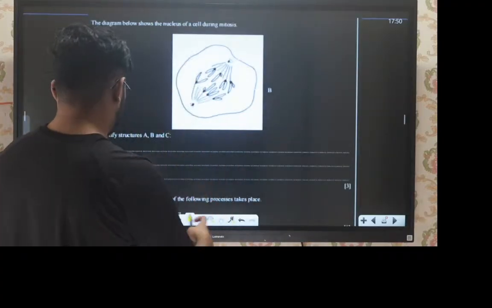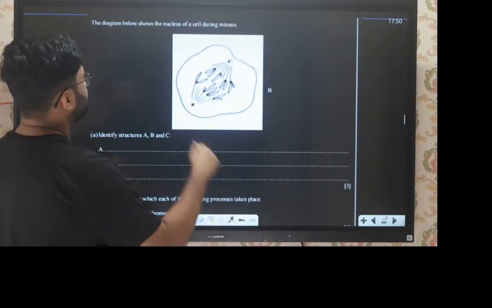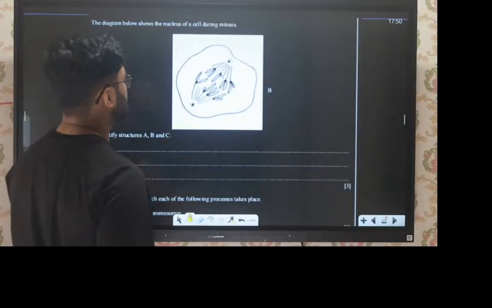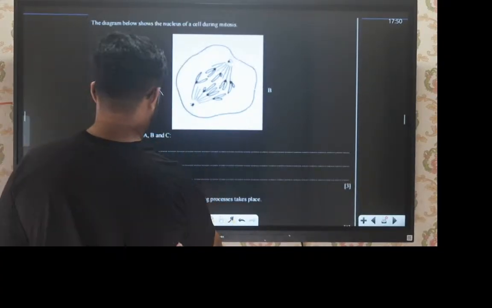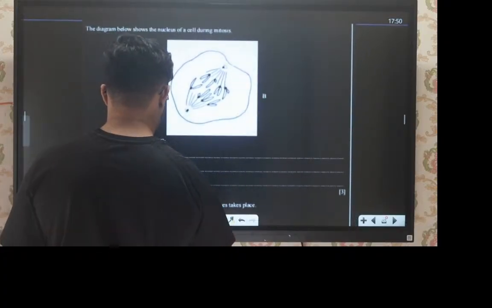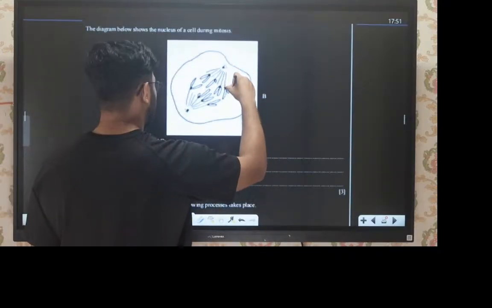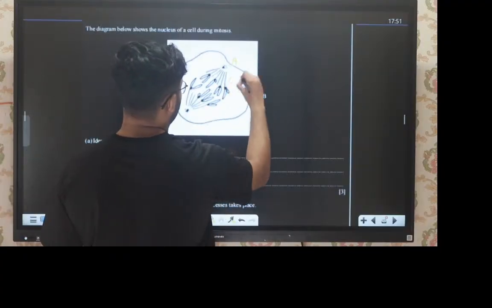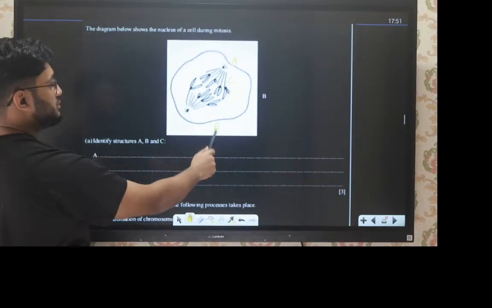Alright, let's start. The diagram below shows the nucleus of a cell during mitosis. You have a cell during mitosis. Now, you have to identify the structures A, B, and C. I think the question just turned a little bit weird, but essentially this is supposed to be A, and this is supposed to be C, and this whole thing is B. Now, what is A, what is B, and what is C?